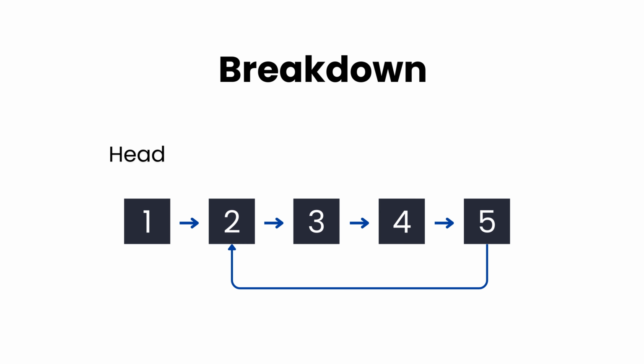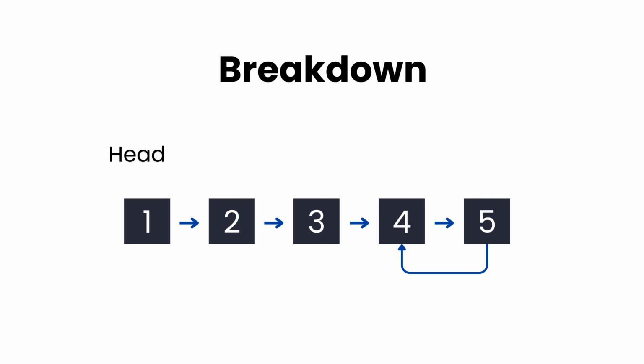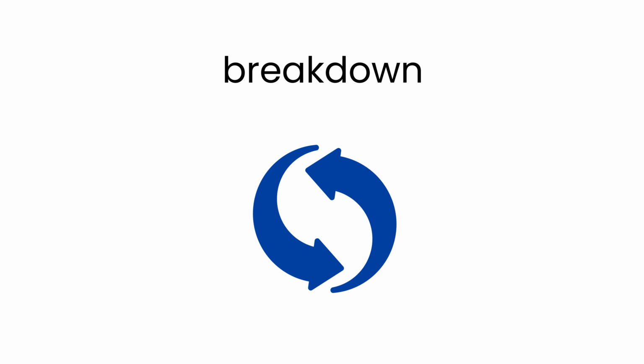First, let's break down the problem. Given the head of a singly linked list, we need to determine if there's a cycle, meaning, does any node link back to a previous node instead of ending with null? As you see in the image, node 5 points back to node 2, forming a loop. If there's a cycle, we return true. If not, we return false. It's that simple. Let's assess our options.